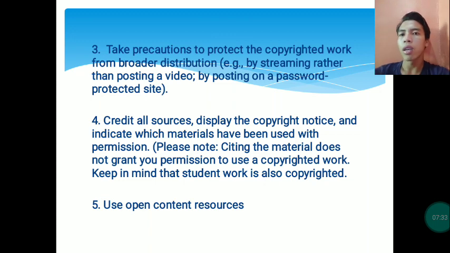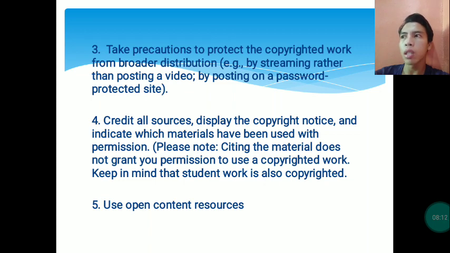And number three, take precautions to protect the copyrighted work from broader distribution by streaming rather than posting video. There is a copyright law, so you must stream rather than post a video, by posting on a password protected site. Number four, credit all resources. You must credit your works, or the owner from whom you have gained data.